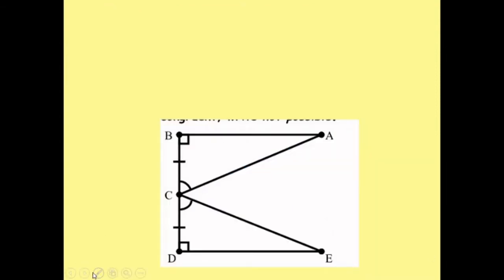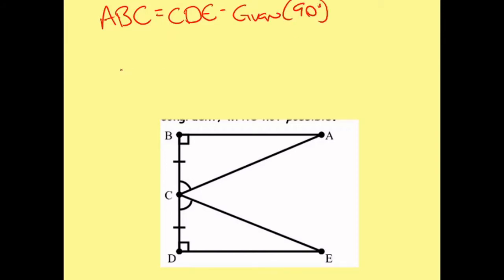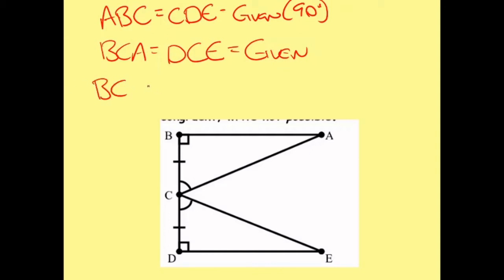So you get a question where you prove these two triangles are congruent. Let's work it through. So I know ABC is the same as CDE. I'm going to put it because it's given. You could put because they're 90 degrees as well. That's also fine. I also know that BCA and DCE are the same. And again, that's because it's given. And actually, I know that BC equals CD. Again, because it's given.